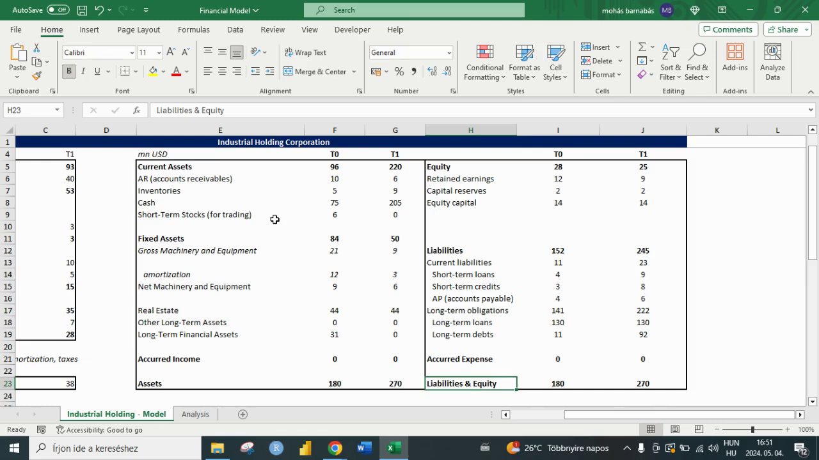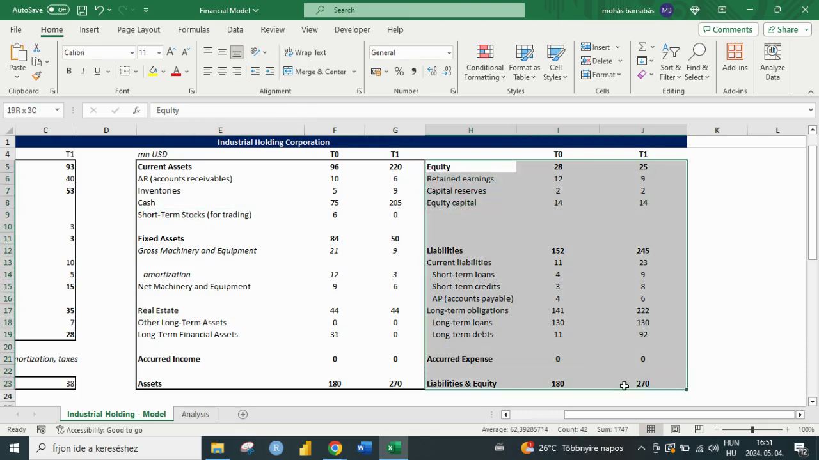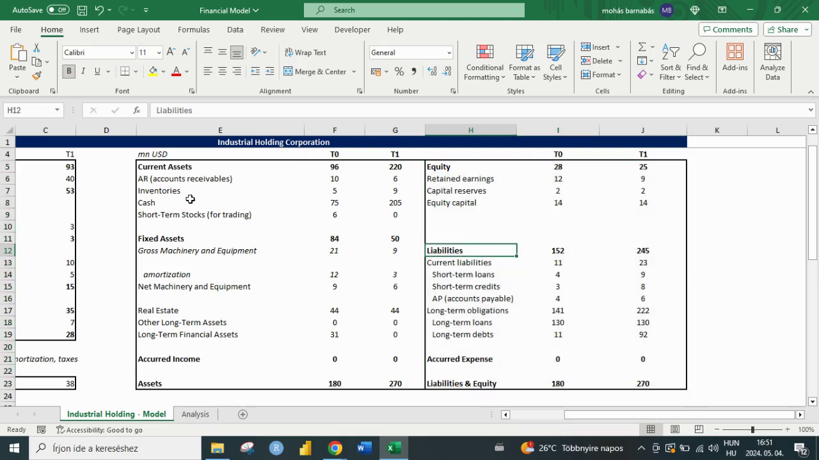The assets are basically the part of the corporation that is owned by the firm. These can be, for example, gross machinery or real estate or cash. And on the right hand side, you can see the parts, mainly the equity and the liabilities, that show how the certain assets on the left hand side are financed.